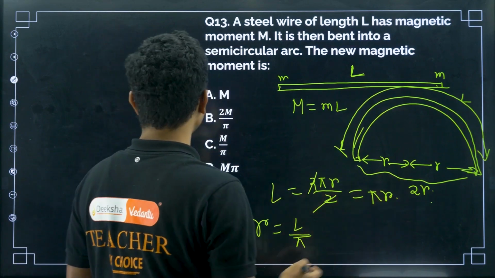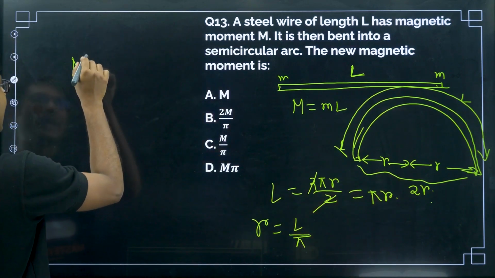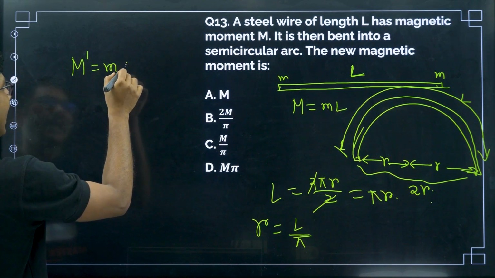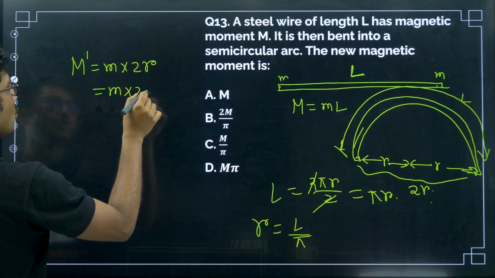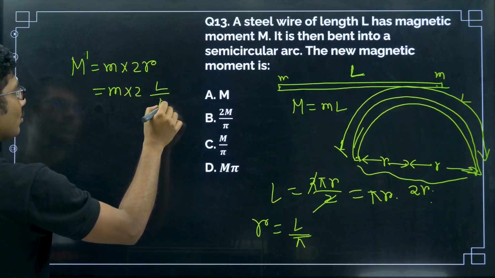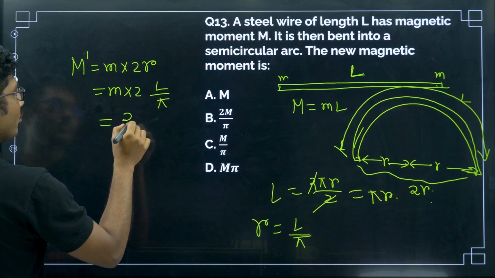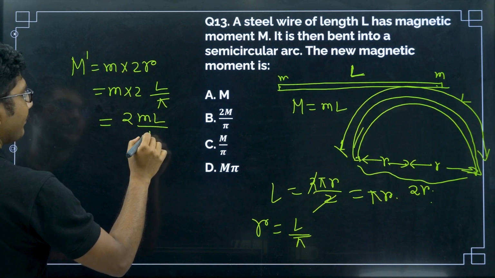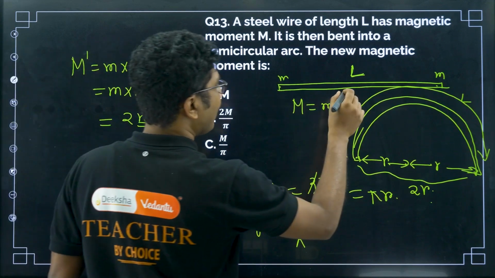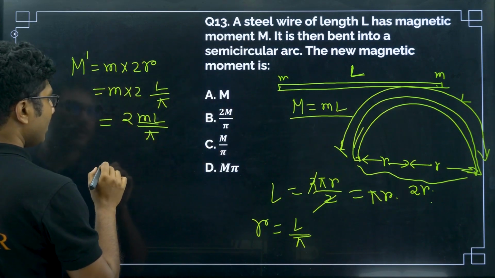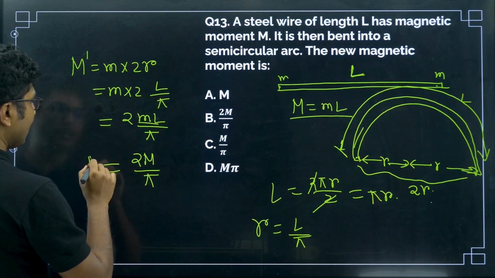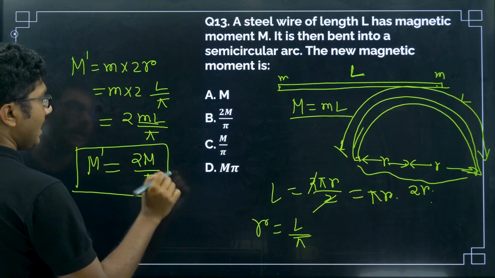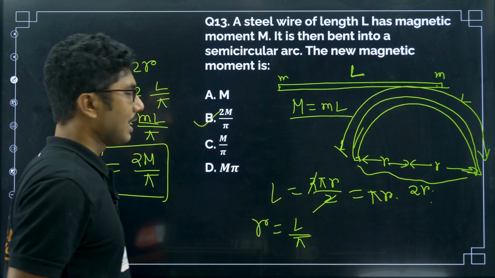Now what is the new magnetic moment? New magnetic moment M dash is basically m times 2R, right? 2R is basically 2L by pi. So it will be 2mL by pi. Now what is mL? mL is nothing but capital M. So the new magnetic moment is 2M by pi. So this is the correct answer.